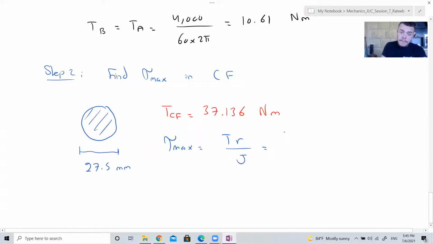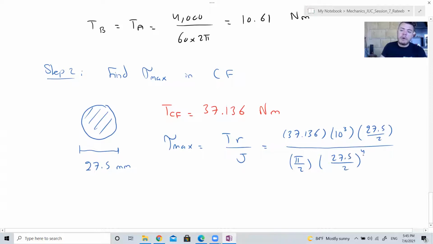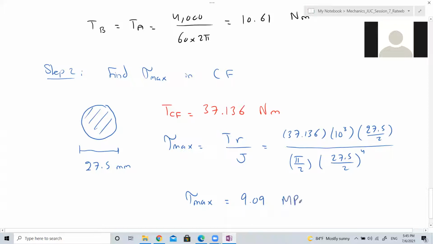T is 37.136 times 10 to the power 3 because we have to change meters to millimeters, times the radius, which is 27.5 over 2, divided by pi over 2 times 27.5 over 2 to the power 4. So tau max is equal to, any questions till now? 9.09 megapascals.